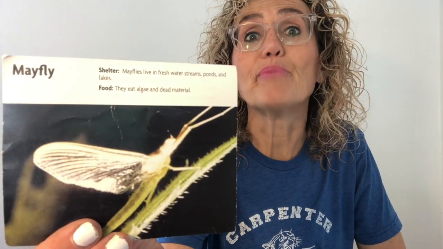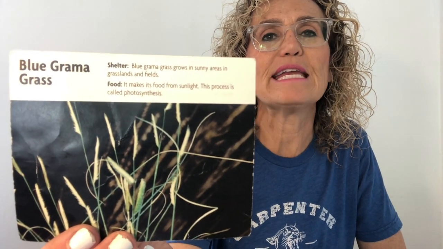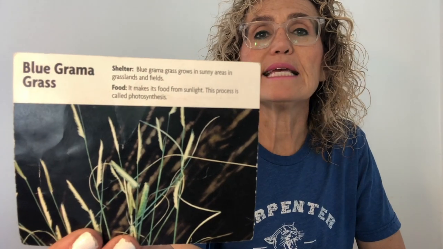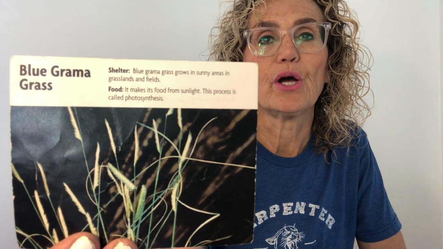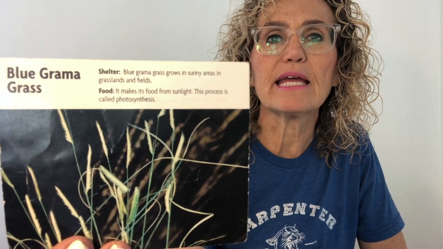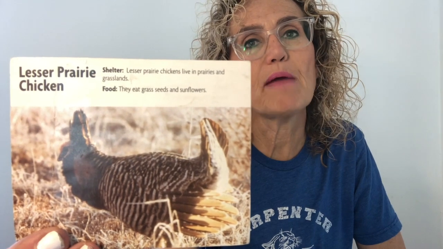A mayfly. Crowds of adult mayflies emerge from the water at the same time and swarm near the shoreline to mate. Well, they live in the pond. Blue grama grass. I think that's a funny name, grama grass. The grass seeds are spread by wind and carried by animals in their fur. Well, there are no furry animals that live in the pond, so this is the grassland. Lesser prairie chicken. Well, the name right there says prairie, which means a grassland.